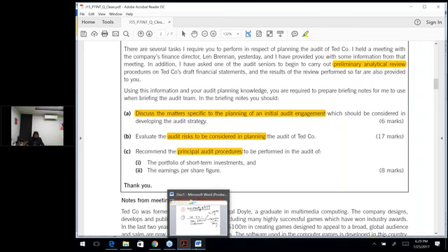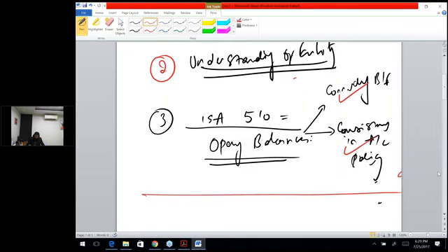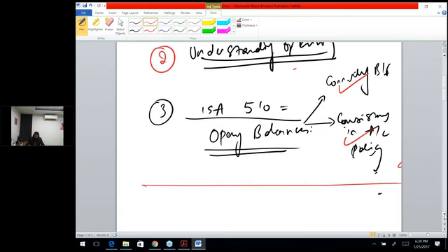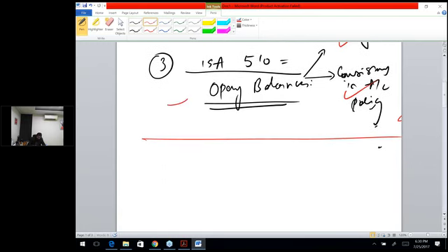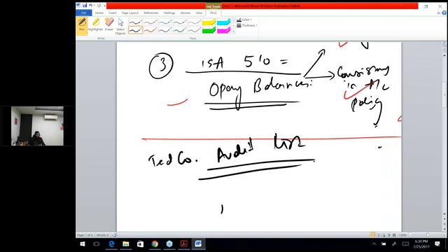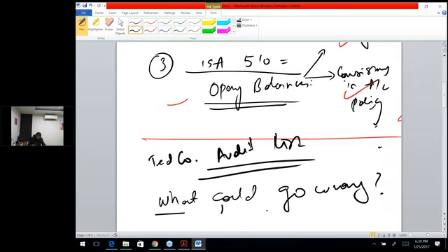Now let's move forward. As the question's requirement is evaluate the audit risk to be considered in planning the audit of TED company. In order to identify the audit risk, you know that audit risk is made up of risk of material misstatement and detection risk. Then again, it's not going to be much different from what we have studied up till now. All that you have to think is what could go wrong. What could go wrong?